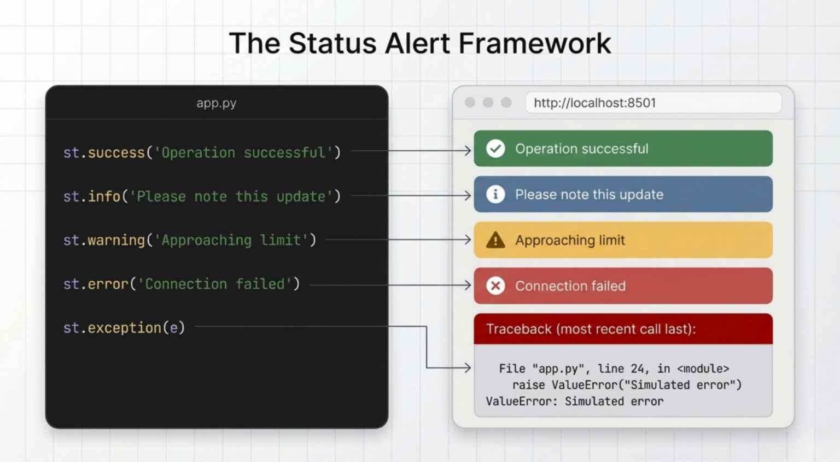st.warning highlights caution or approaching limits using a yellow alert. st.error shows critical issues in red, such as failures. Finally, st.exception is used to display detailed error tracebacks, which are especially useful for debugging. These alerts improve user experience by providing clear, real-time feedback.